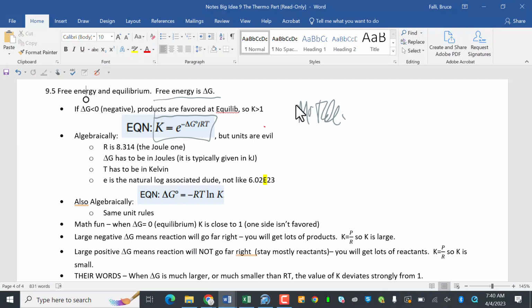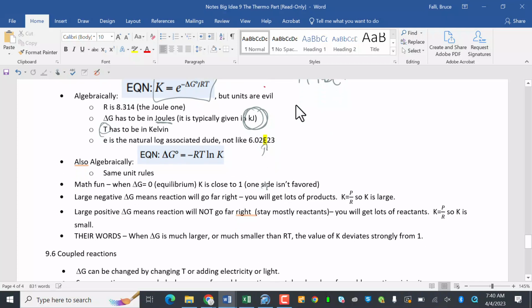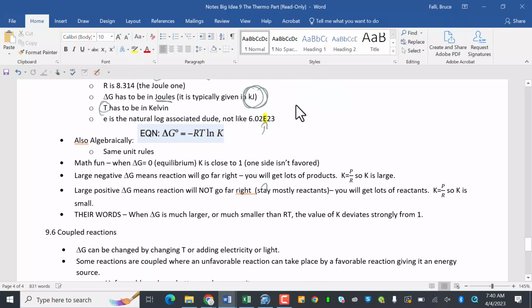Because we have to use the R, the joule R, that means G has to be in joules, not kilojoules. Temperature has to be in Kelvin. We know that. That's no big deal. And then the natural log is ln. Also algebraically, delta G equals negative RT ln K.